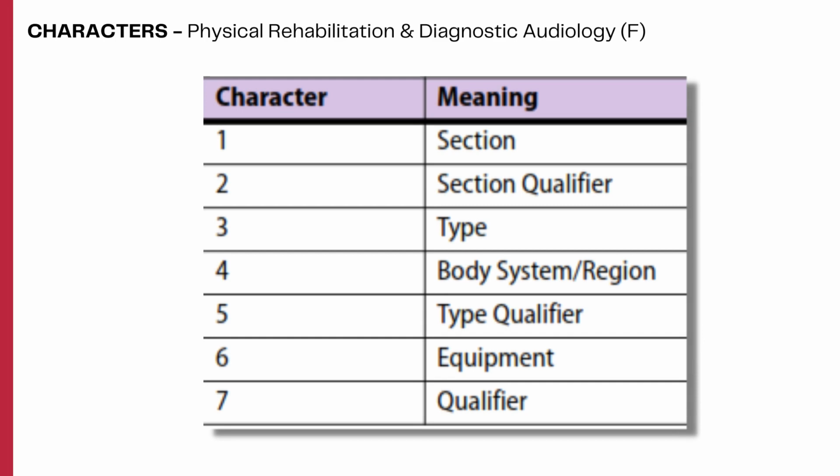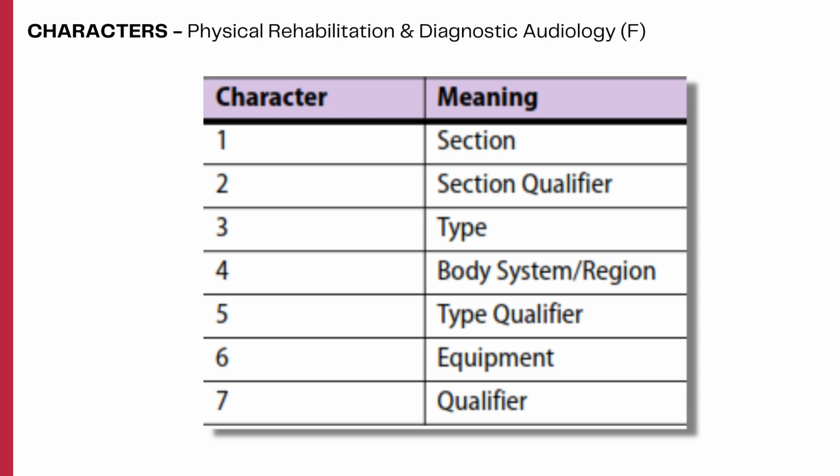Physical rehab and diagnostic audiology procedure codes have a first character value of F. The second character is to identify the section qualifier, or whether it's a rehab procedure or a diagnostic audiology procedure to be precise. The third character specifies the type of the procedure. The fourth character specifies the body region or system on which the procedure is performed. Fifth character is a type qualifier that further specifies the procedure performed, such as providing therapy to improve range of motion or training the patient on bathing techniques, etc. That's for the fifth character.